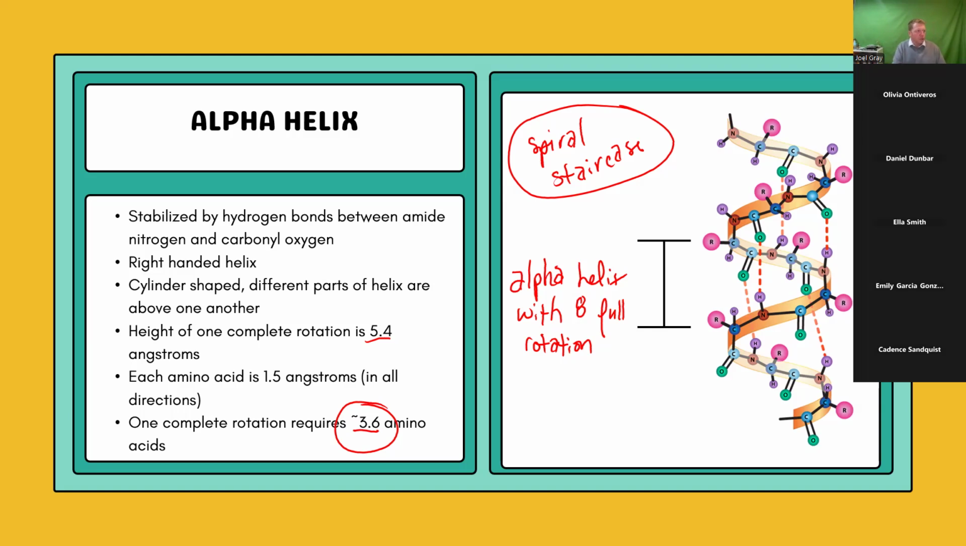Well, 8 full rotations. Each rotation is 5.4 angstroms. So we're talking about 8 times 5.4, which would be approximately 43.2. How about 43, not 403, Joel? 43.2. Does everyone follow my math there?